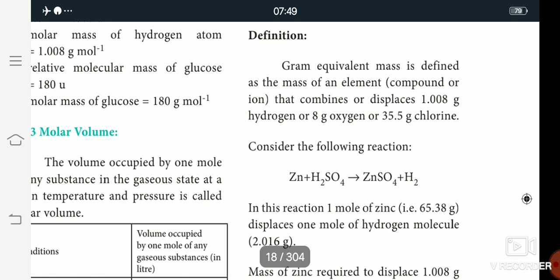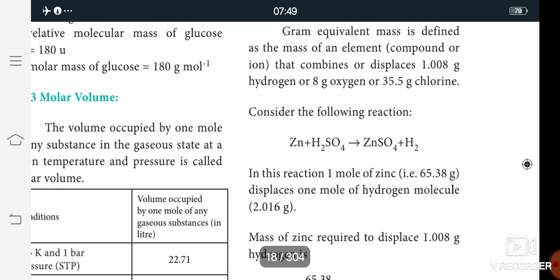So 1 mole of zinc. In the given values, 1 mole of zinc is 65.38 gram. Then the displaced hydrogen atom value is 2. So for 2 hydrogens, with 1 hydrogen's atomic mass being 1, the value is 2.